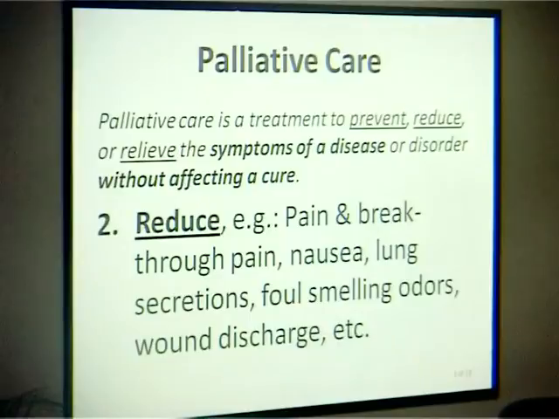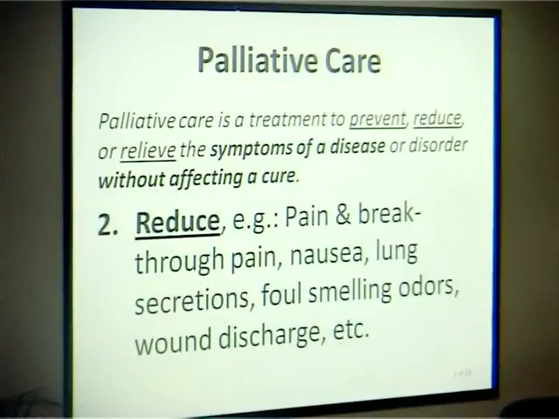Another way is you can put charcoal on the wound. Charcoal will absorb the odors. Okay? After it absorbs, then you can wash it off, then it doesn't smell so bad. So simple things that are not so-called doctor things, more nursing things, but even sometimes nurses and doctors don't think about it. So that's where we can help.